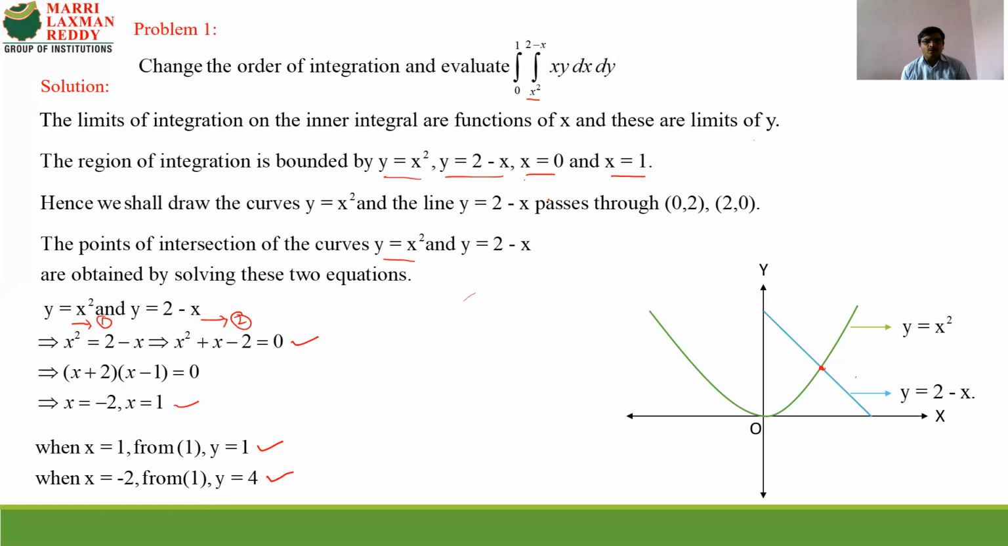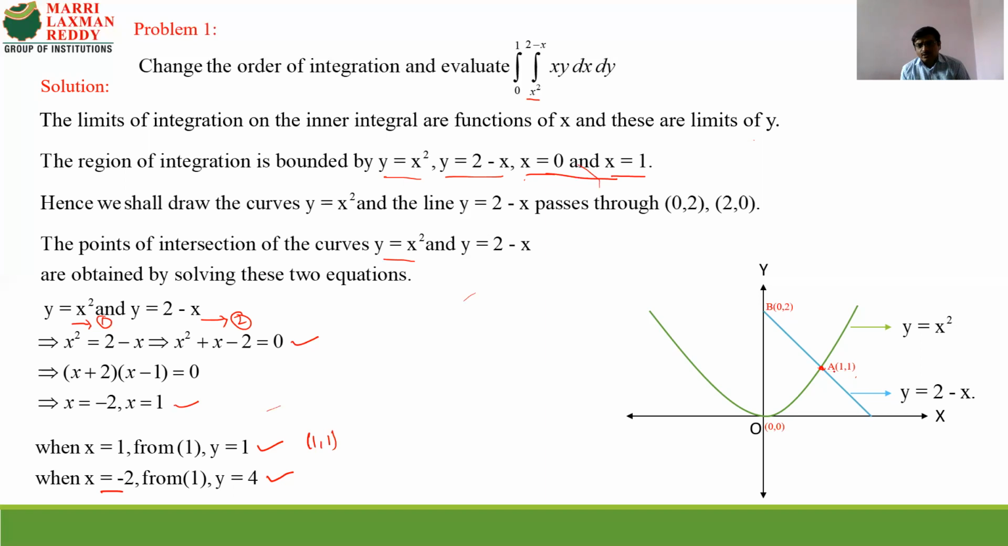But in our problem, the x value varies only from 0 to 1. Here we got x is equal to -2, which does not satisfy this condition. In the problem, it is given that x varies only from 0 to 1. Because of this reason, we neglect x is equal to -2 here. When we neglect x is equal to -2, you will get only one point, that is 1 comma 1. So 1 comma 1 is the intersecting point of this parabola and the line.